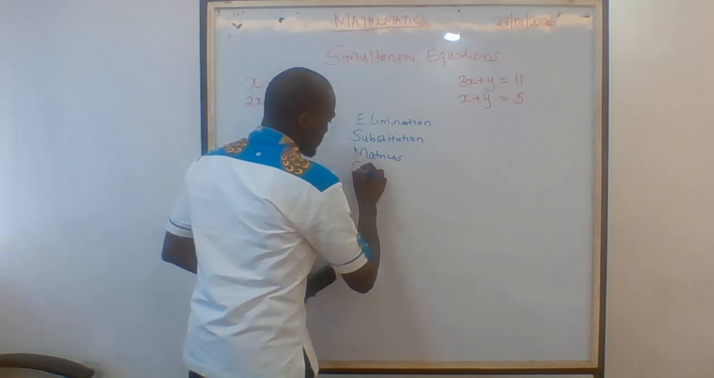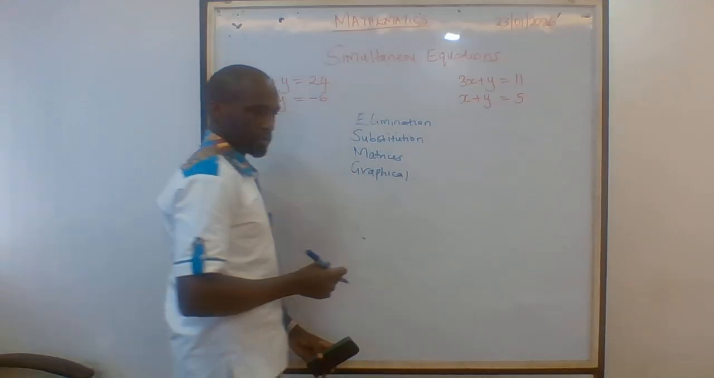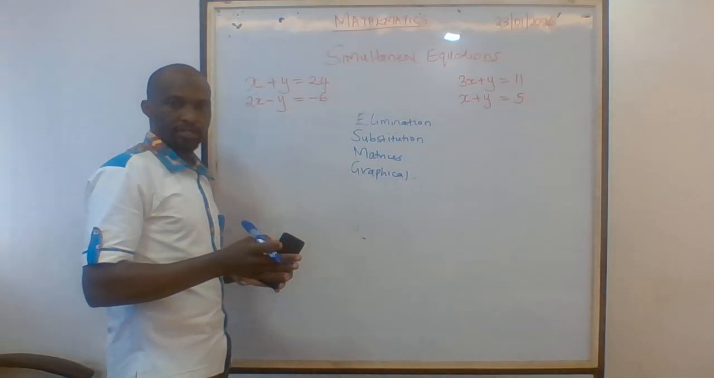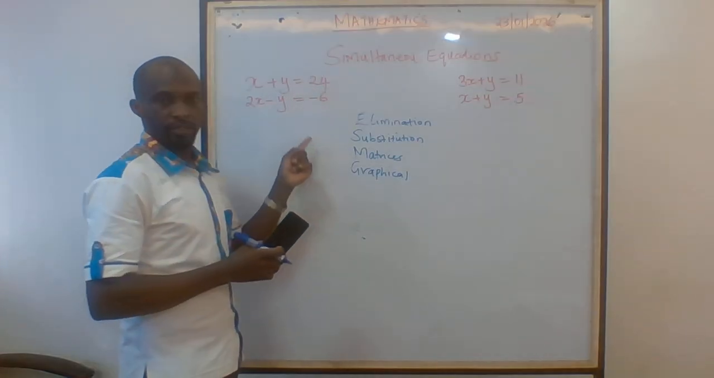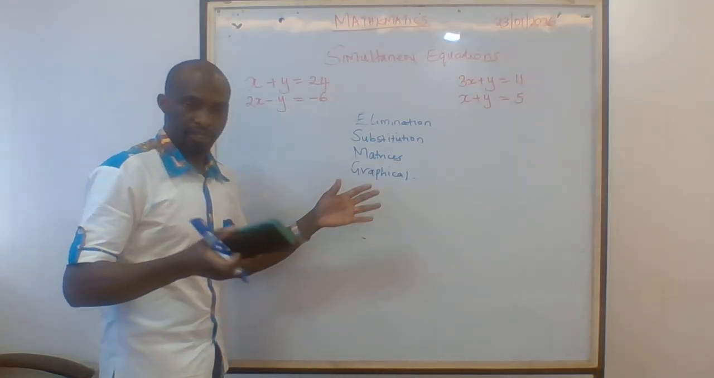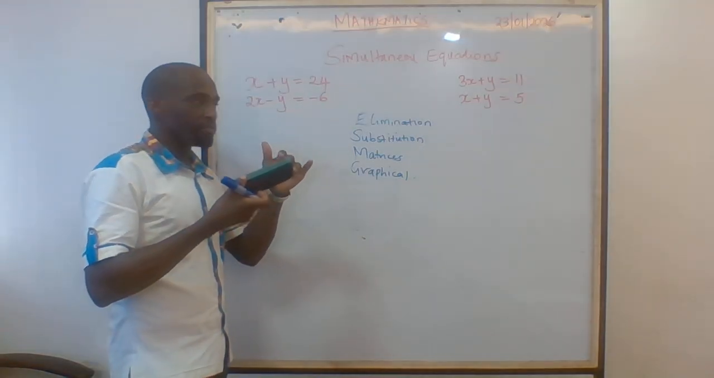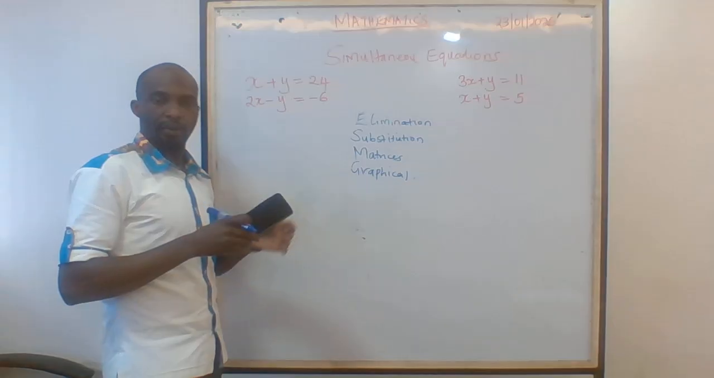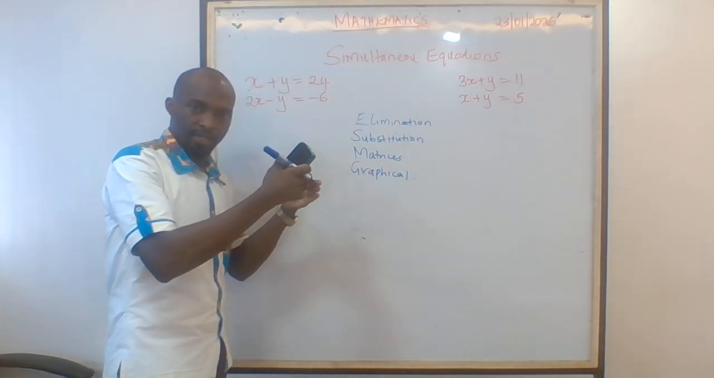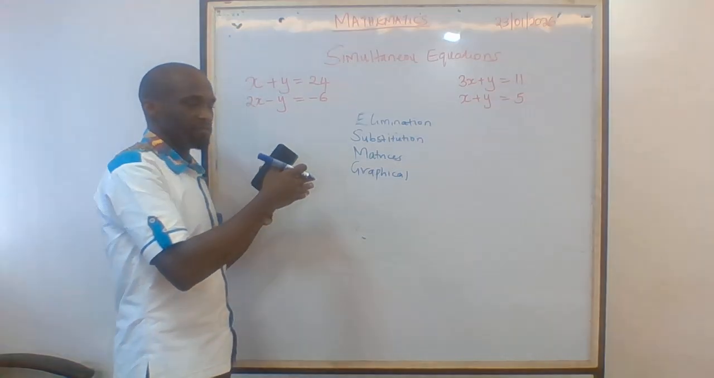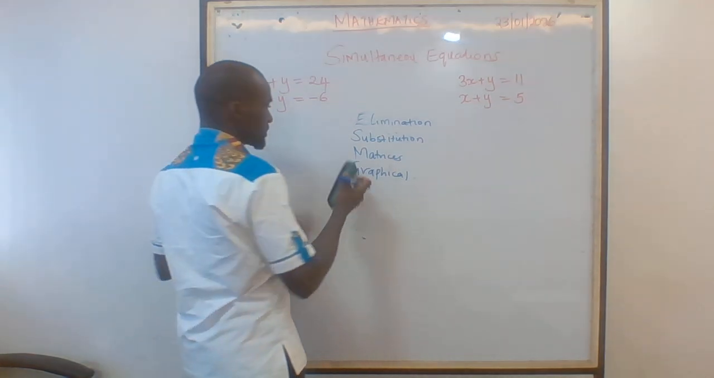And the fourth one is the graphical method. Graphical means we will plot graphs. When we plot the graphs, we plot the two equations on our graph using the x and y axis. And where the two equations intersect, they will form the values of x and y. In other words, the coordinates where the two equations intersect will be the values of x and y. At that point, we shall have gotten the values of our variables x and y.